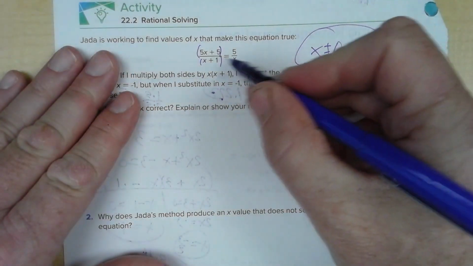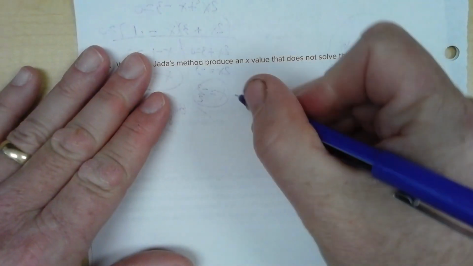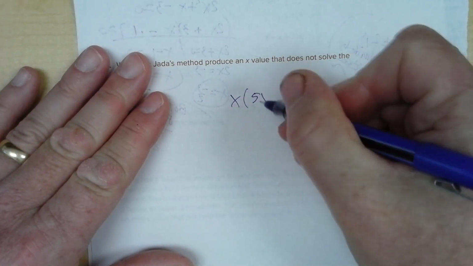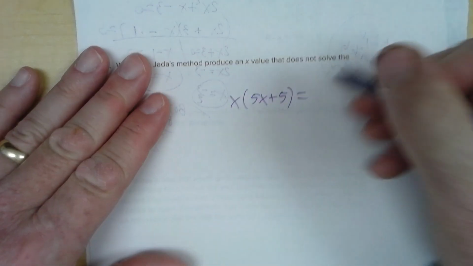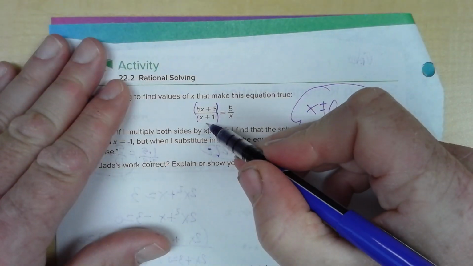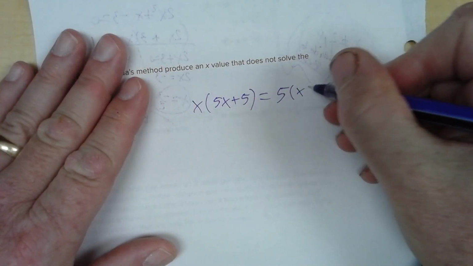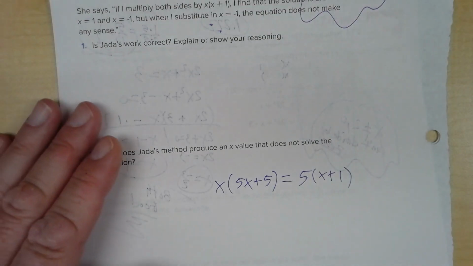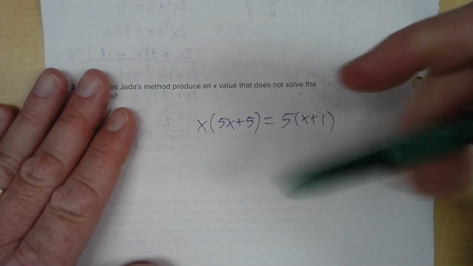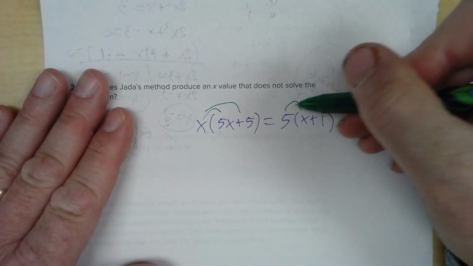So now we're going to cross multiply. So we're going to do x times the top. So we get x times 5x plus 5 is equal to 5 times the bottom, 5 times the denominator. So it's 5 times x plus 1. Then we got the whole green is go. So we do distribute, distribute, distribute, distribute.